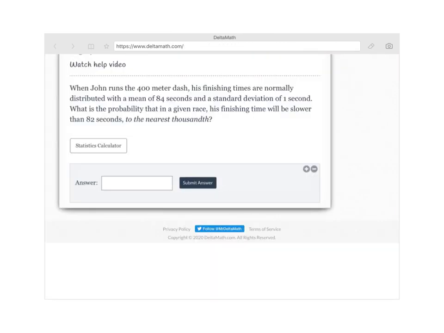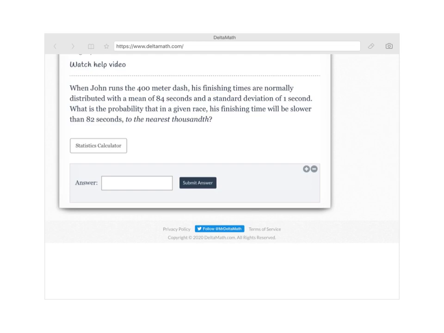So here it says when John runs the 400-meter dash, his finishing times are normally distributed with a mean of 84 seconds and a standard deviation of 1 second. So quick curve. 84, and I mean this is a little bit of a stretch because I don't think run times are usually normally distributed. I would expect them to have some other type of distribution, but not quite this neat. So 85, 86, 83, 82, we'll just write that in. We want to know what's the probability that his finishing time will be slower than 82 seconds.